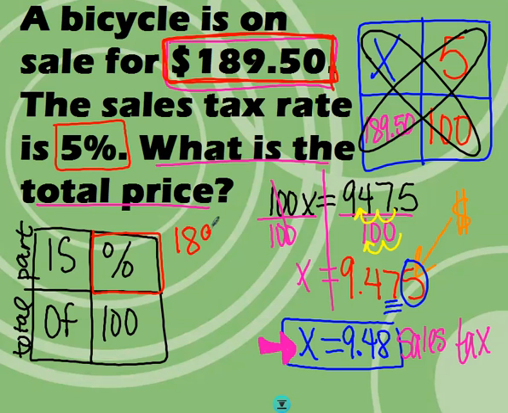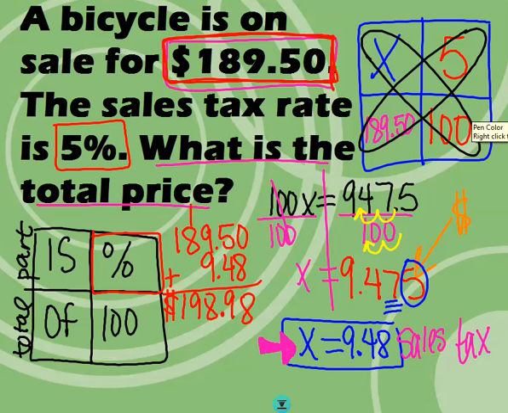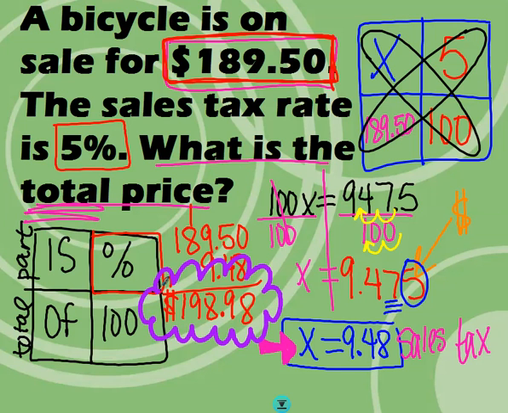So $189.50, and we're going to add the $9.48. When we add that together, I believe we get $198.98. So to answer the question, what is the total price? The total price is $198.98. So that would be the total price, including the sales tax of this item.